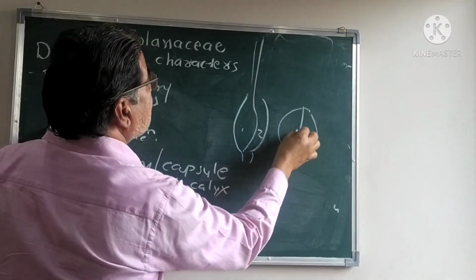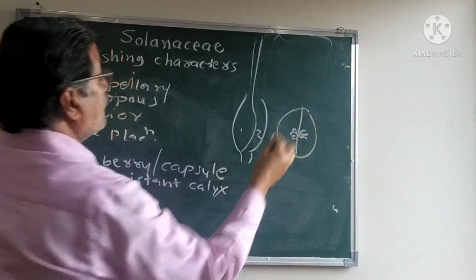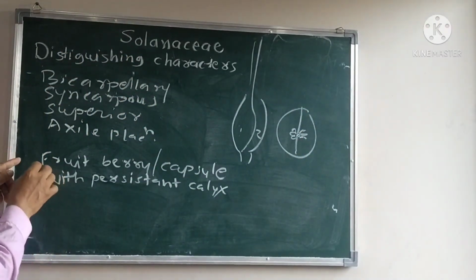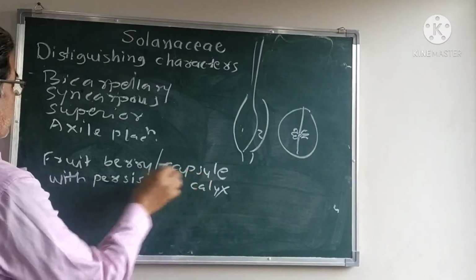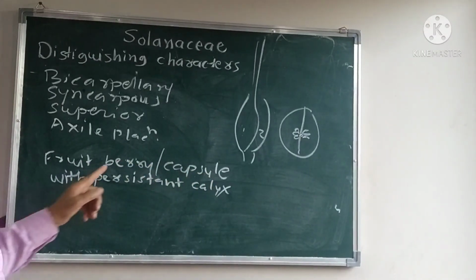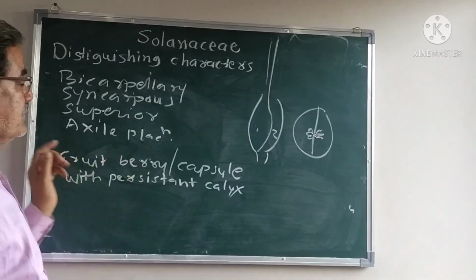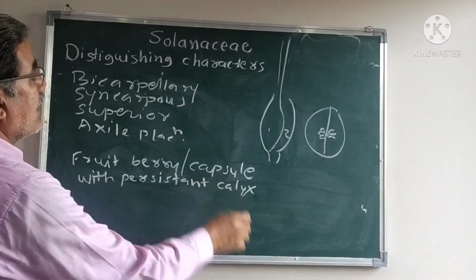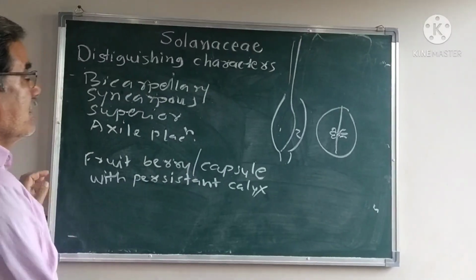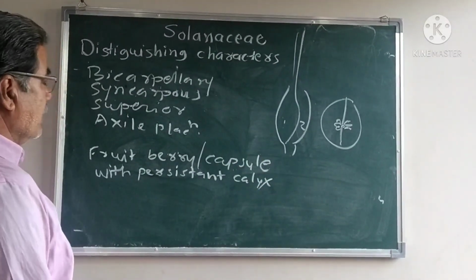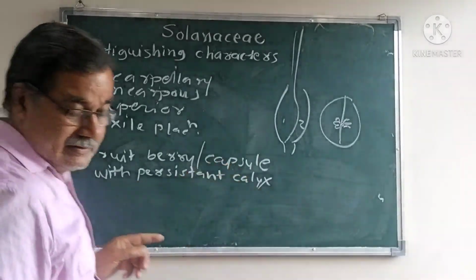From the axis the placentation arises. Fruit is a berry or capsule with persistent calyx. Berry fruits are simple, fleshy, many-seeded fruits. Capsule is a simple, dry, dehiscent, many-seeded fruit. The seeds are liberated from the lateral sides, with a persistent calyx.